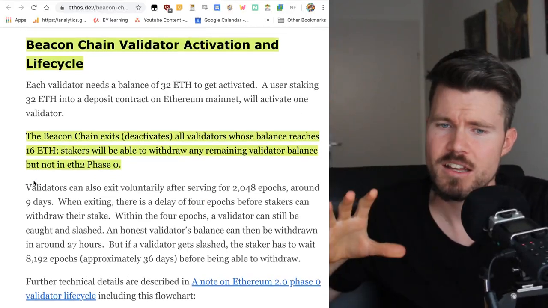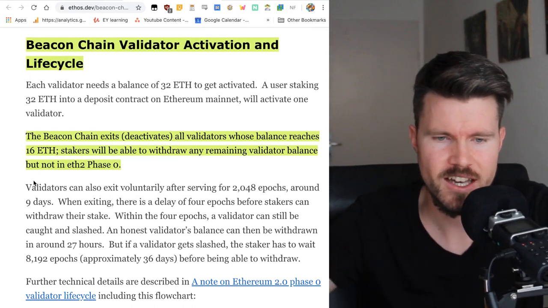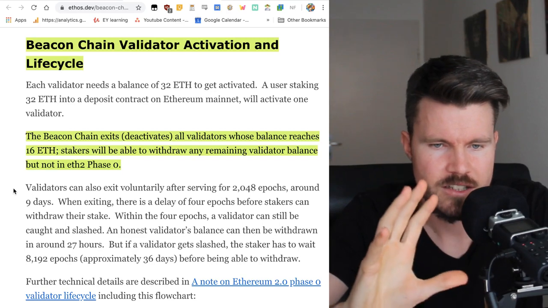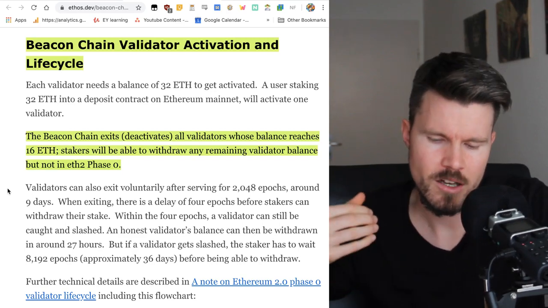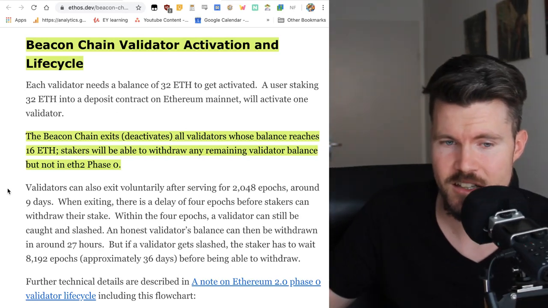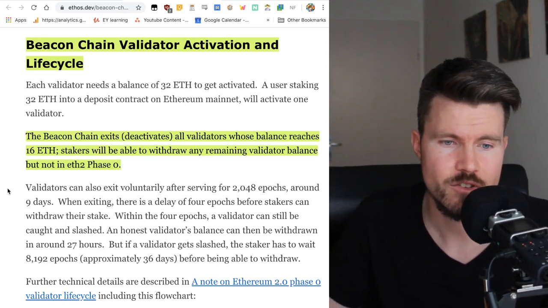Now last but not least, let's look at the beacon chain validator activation life cycle. There's a very interesting UML diagram that I want to share with you. So first of all, I also had many different questions about what you have to do if you want to stop validating, for example.